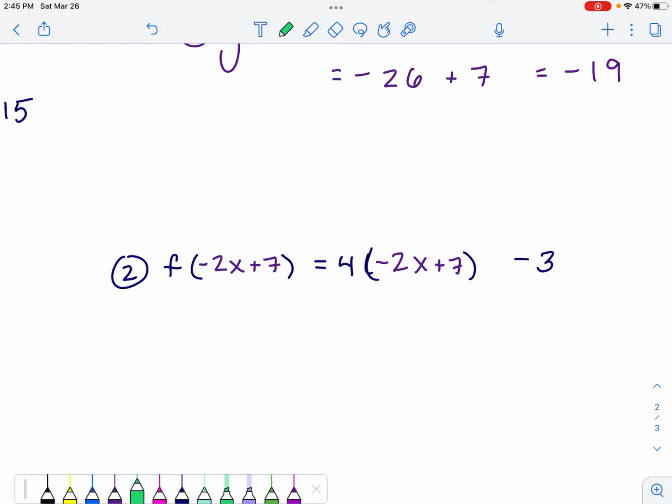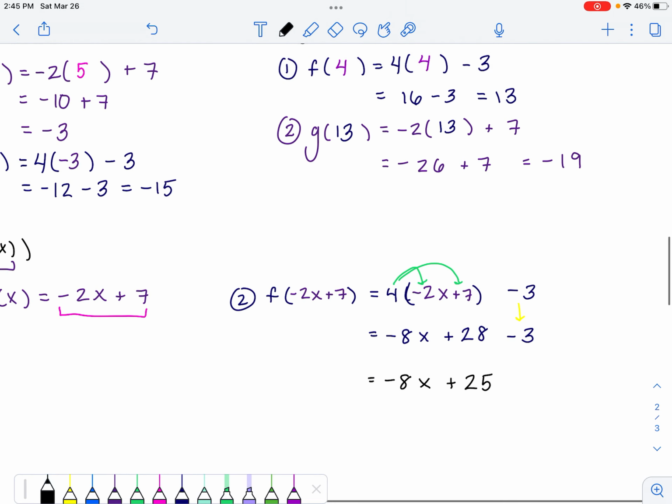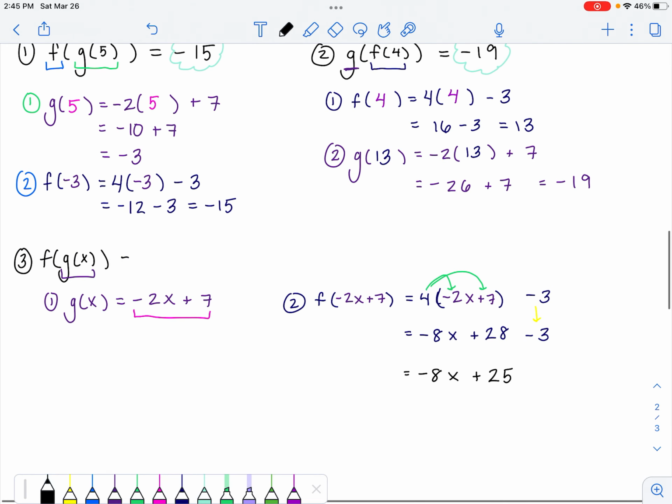So now because I have a 4 outside of parentheses, I know I'm going to distribute my 4 through there. So 4 times negative 2x gives me negative 8x, and then 4 times 7 is 28. And then I'm just going to bring down my minus 3 that I haven't touched at the end yet. And then to finish this, all we're going to do is combine our like terms. So negative 8x, and then 28 minus 3 is going to give me 25. So my final answer here is going to be negative 8x plus 25.